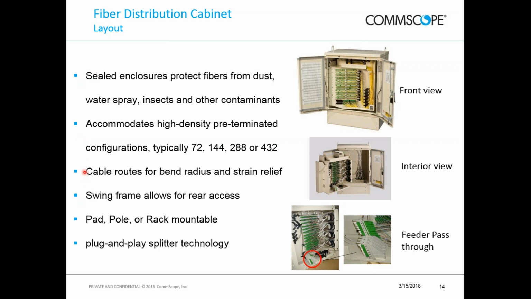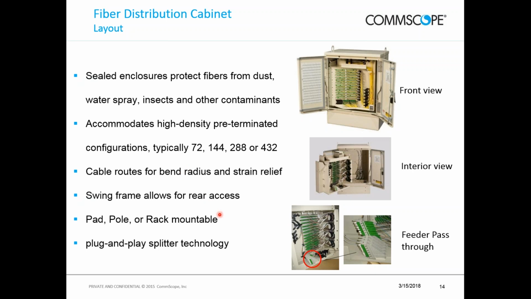So the cable routes for all the bend radius and strain relief should be easily identifiable. You can see that in the pictures, how well they're managed. Another key thing to have is a swing frame, so you can swing that out and gain access to the optical connections in the back if need be. Chances are the only thing you're ever going to do in this device is install optical splitters to enhance the capacity of the cabinet as the serving area or the development grows. Okay.